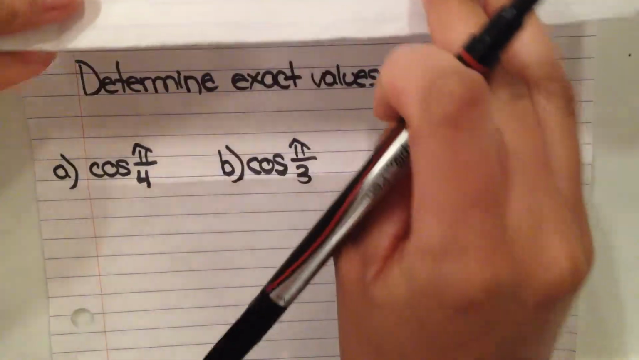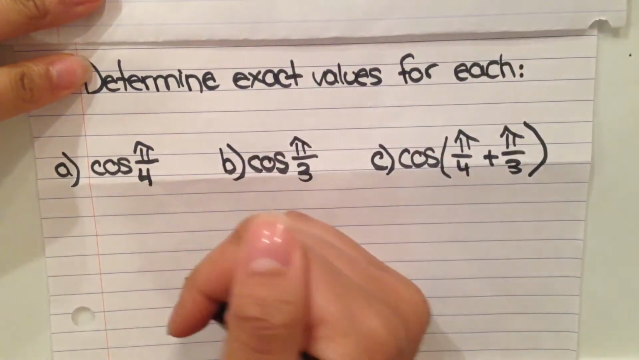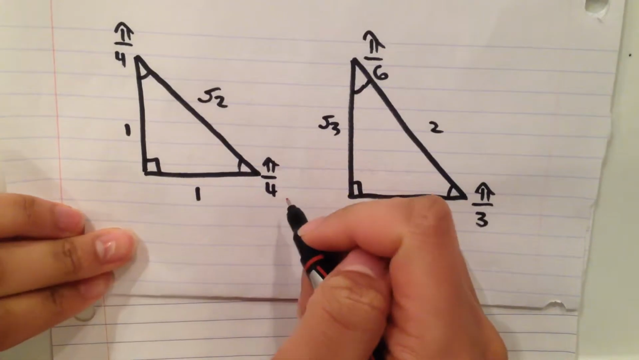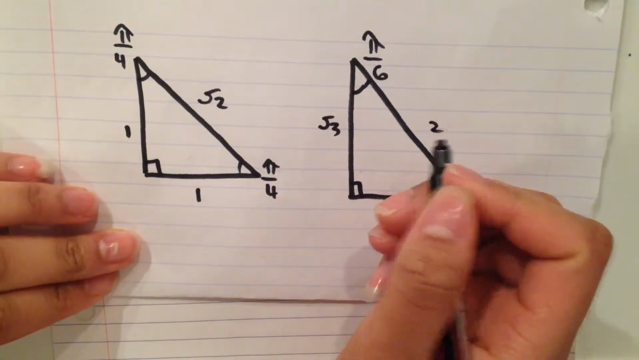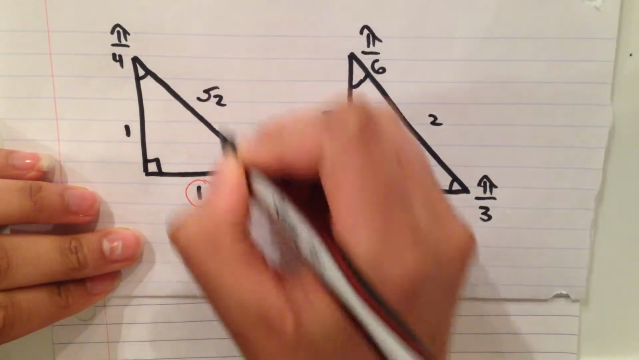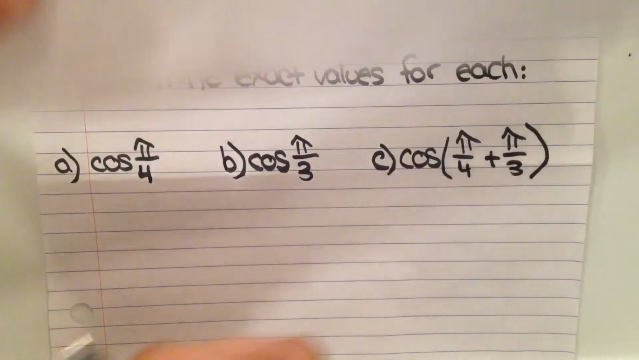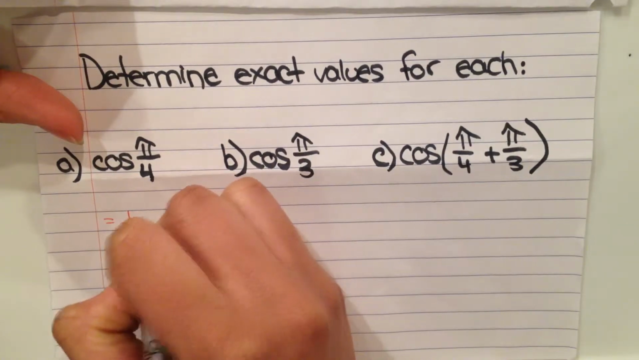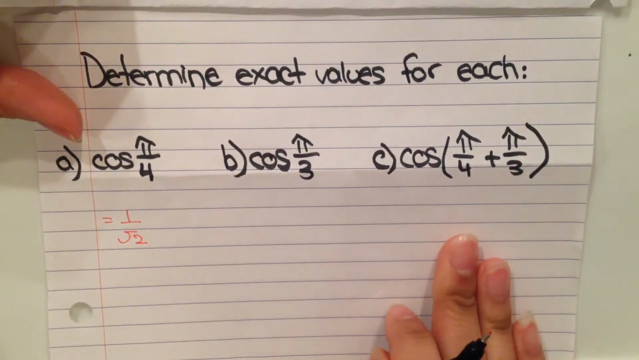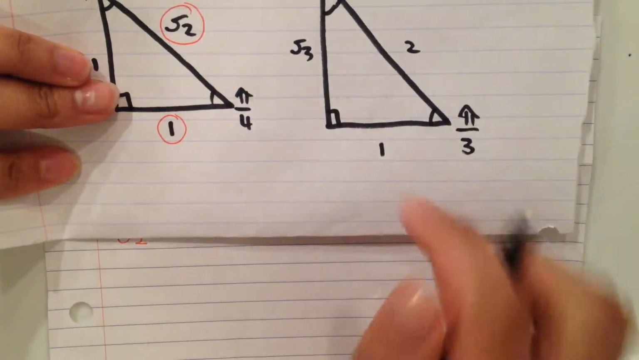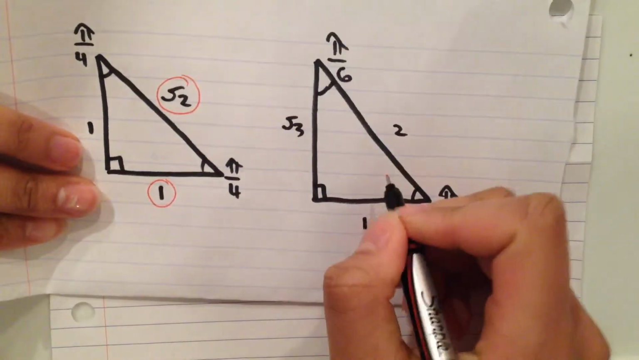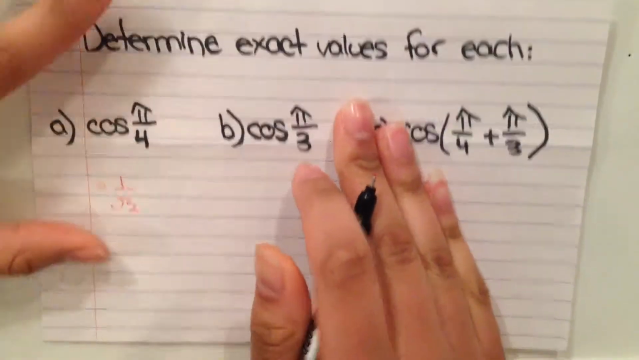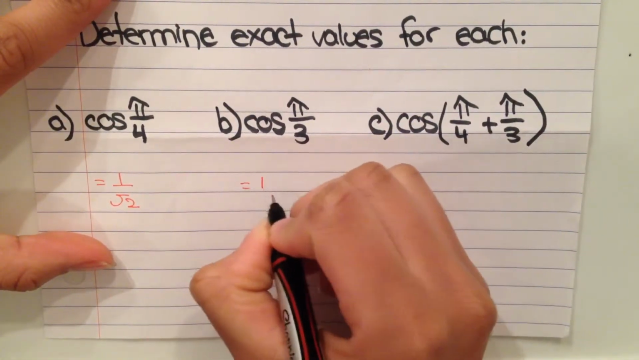Now if you were to solve a question, say being cos pi over 4, referring to our triangles, you can see right here is pi over 4, and again it's cos, so it's just adjacent over hypotenuse. So you're going to get 1 over root 2. And for B, if it was cos pi over 3, again using our triangles, you can see right here is pi over 3, and again just adjacent over hypotenuse. So you would get 1/2.